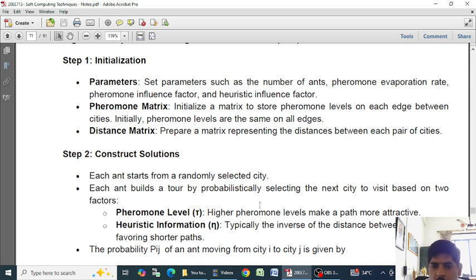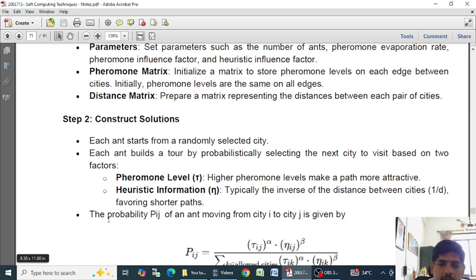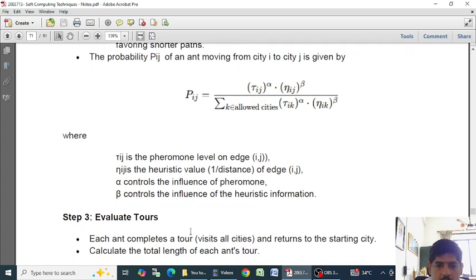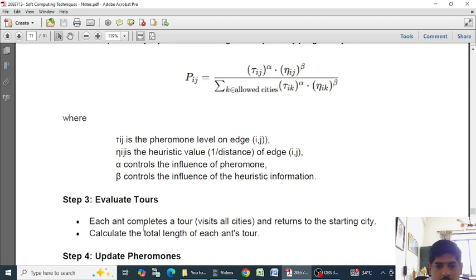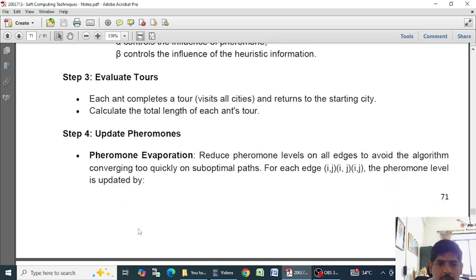By using these two factors, pheromone level and heuristic information, they have to identify the probability of reaching one area from another. Using this formula, I have to calculate the probability value, Pij. Then evaluate the tours. Each ant completes a tour, visits all the cities, and returns to the starting city. Then calculate the total length of each ant's tour. The last step is to update the pheromones.